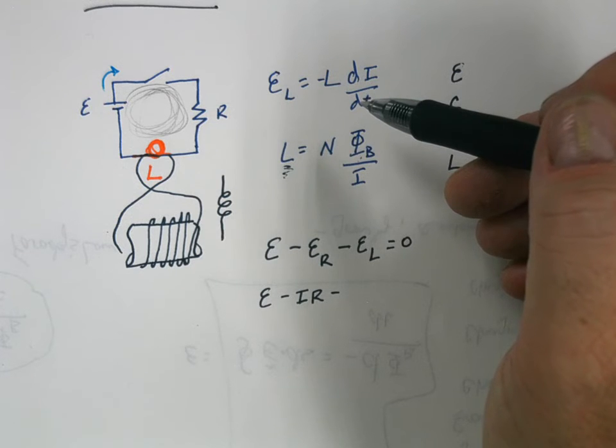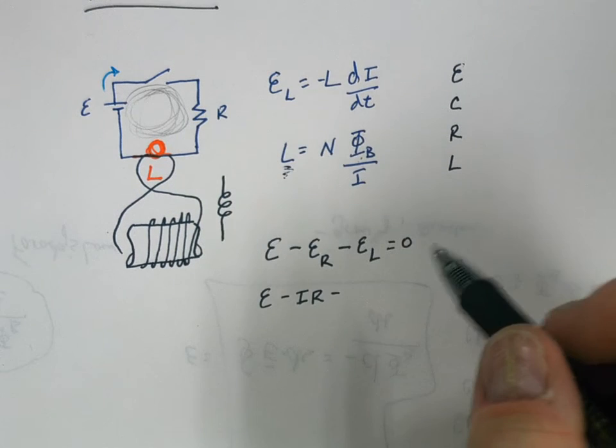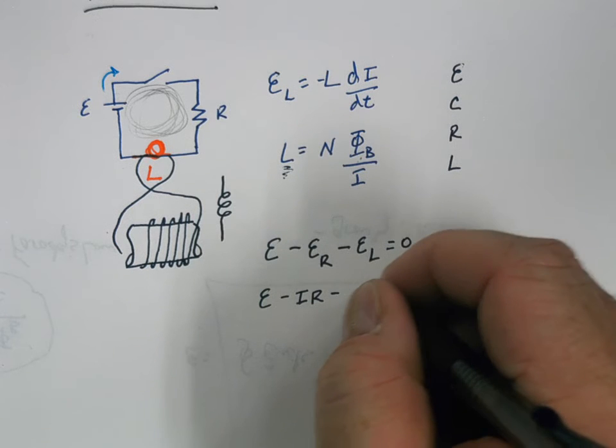Okay, so you could do a plus EL if we wanted, but this absolute value gets plugged in.